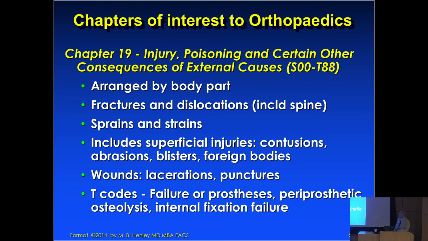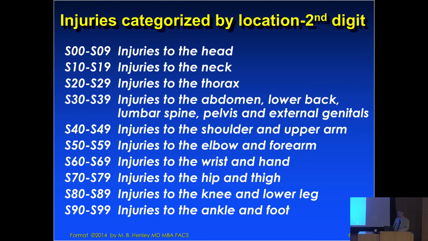Chapter 19 is the workhorse for the musculoskeletal traumatologist. Again, it's ordered by body part. All fractures and dislocations are here, including the spine, as are sprains and strains, superficial injuries, contusions, lacerations, blisters, foreign bodies, as well as T codes for failure of prostheses, periprosthetic osteolysis, and failure of fixation, for example.